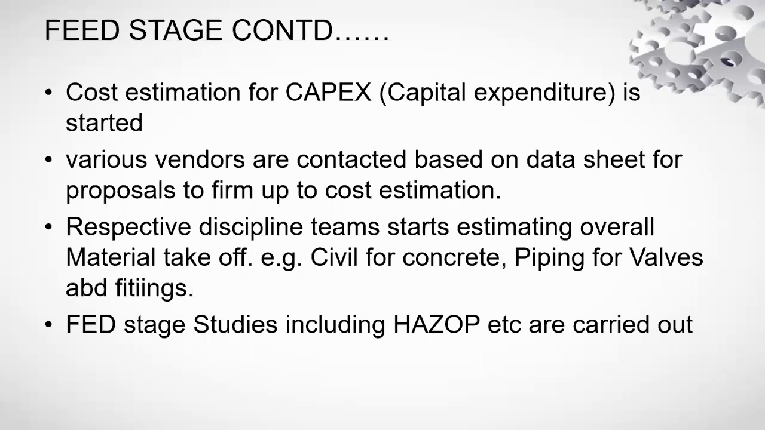Most of these cost estimations in the initial days are based on preliminary communication with vendors. But in the FEED stages, now when the data sheets are available and vendors are involved, they're expected to give figures or estimates of costs which are more firm than what they might have quoted in initial days. Then the respective disciplines start their overall material takeoff. For example, civil starts estimating the quantity of concrete required. The piping team starts estimating the number of valves and fittings and flanges, etc. that are required.